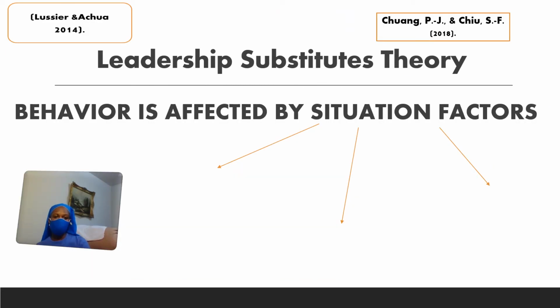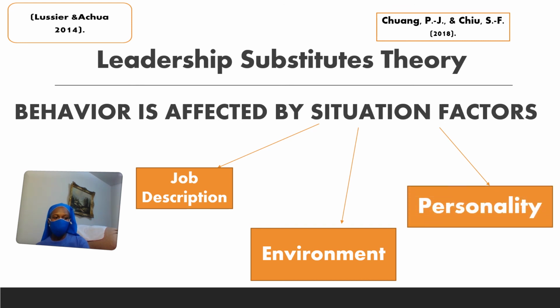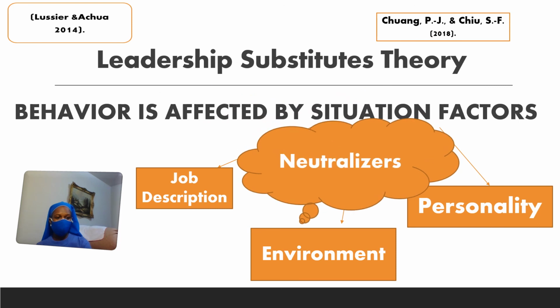Lastly, we have the leadership substitute theory. Behavior is mostly affected by the situation. Some of the situational factors here are job descriptions or the task at hand, the work environment, and the personality. Personality has a big role in the substitute leadership theory. And where things fail, there is need for neutralizers so that the leader's behavior is controlled. Okay, thank you so much.